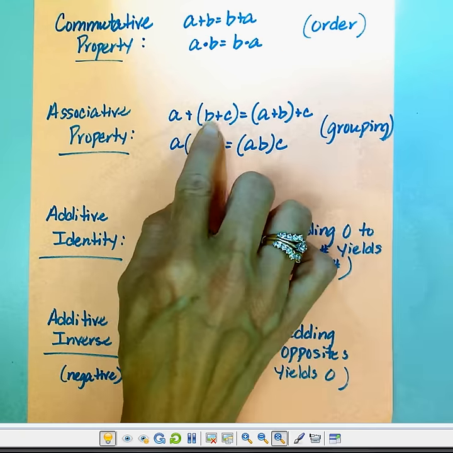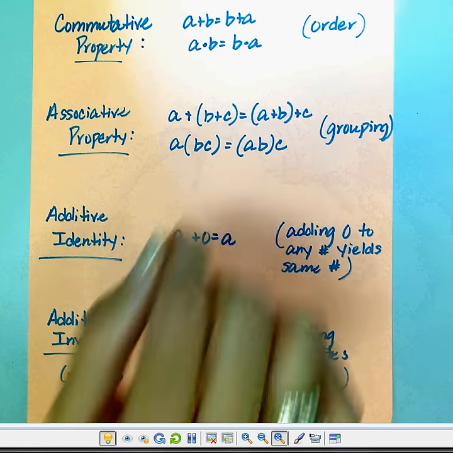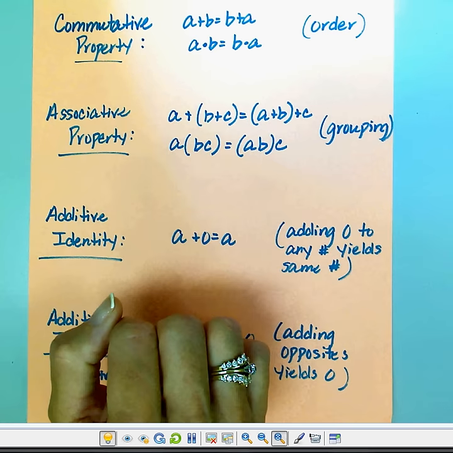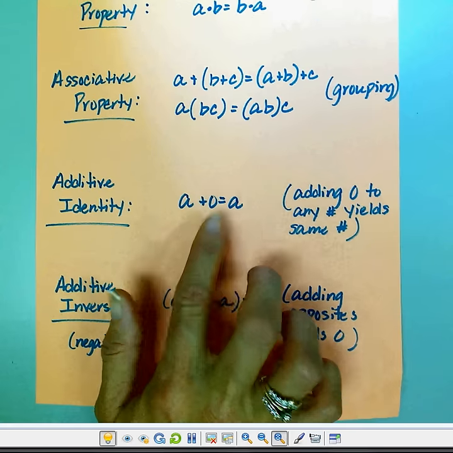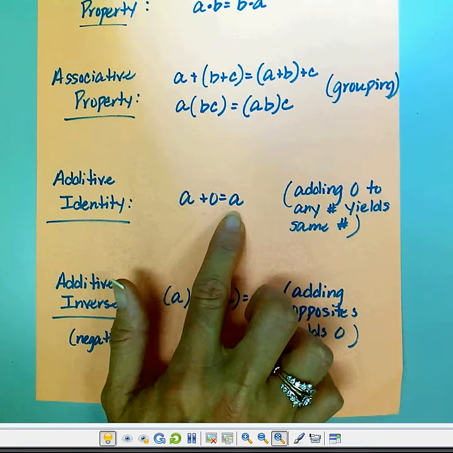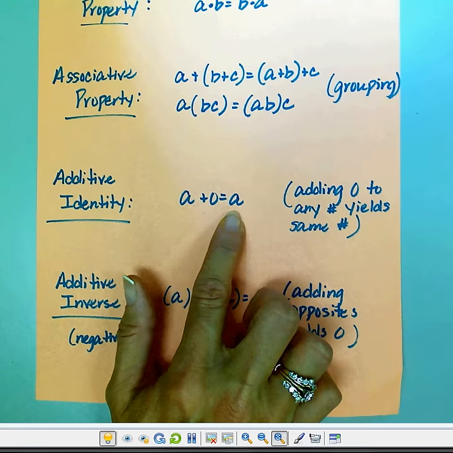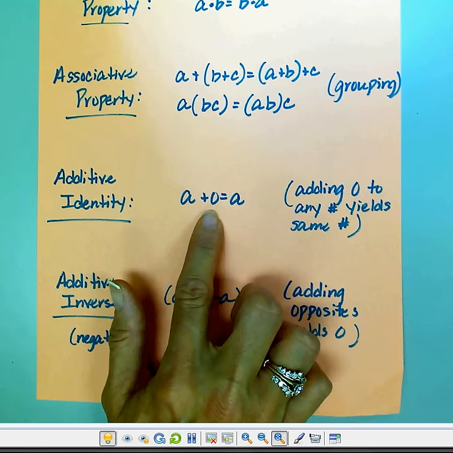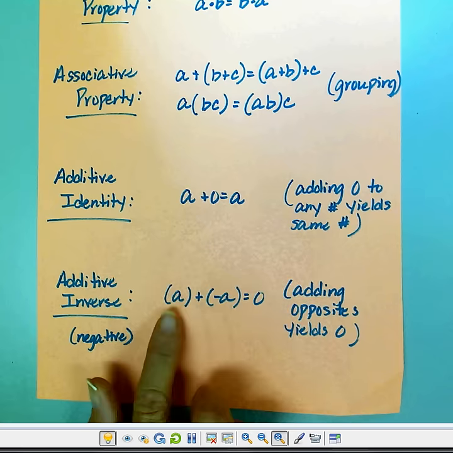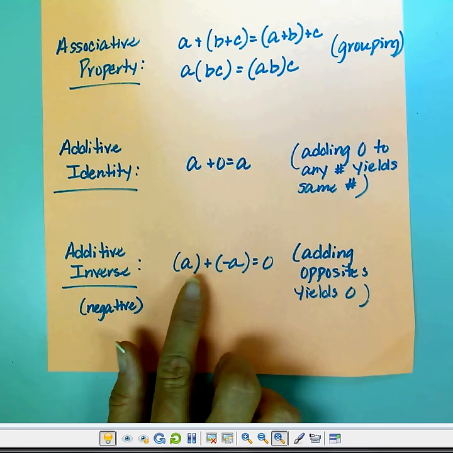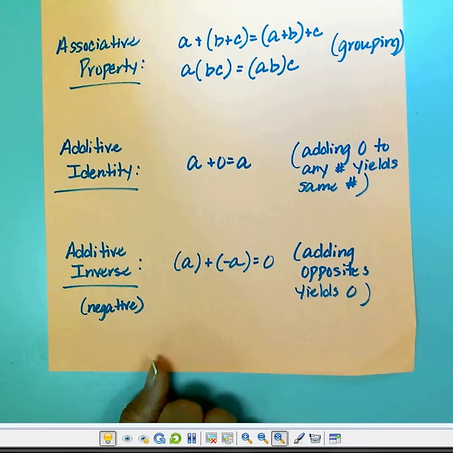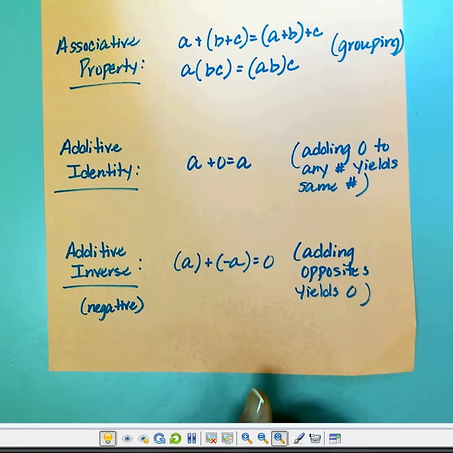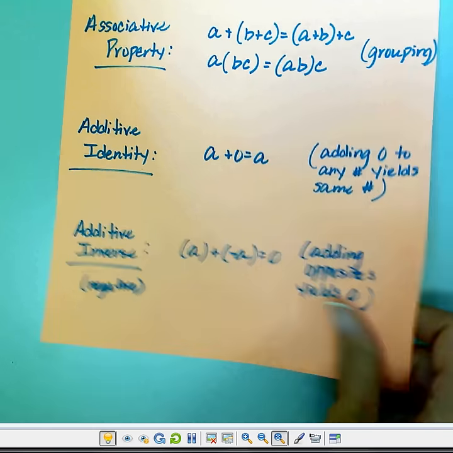The associative property, I think of the word grouping when I think of associative. So you can see from the left side to the right side, the only thing that has changed is the grouping. The additive identity just means anytime I add 0 to anything, I get that anything back. So 0 is the identity element for addition. And the additive inverse is just basically adding opposites. So what happens anytime I add two numbers that are opposites? I'll always get a sum of 0. So good properties to jot down in your notes.